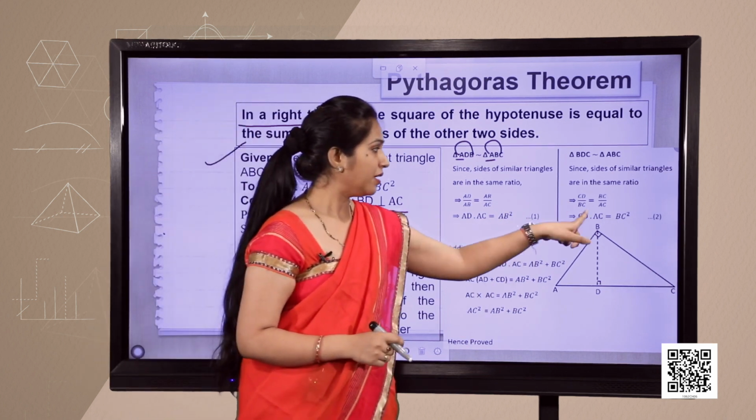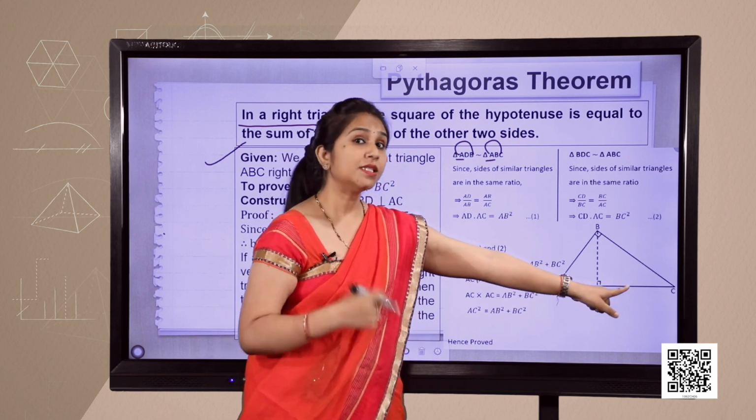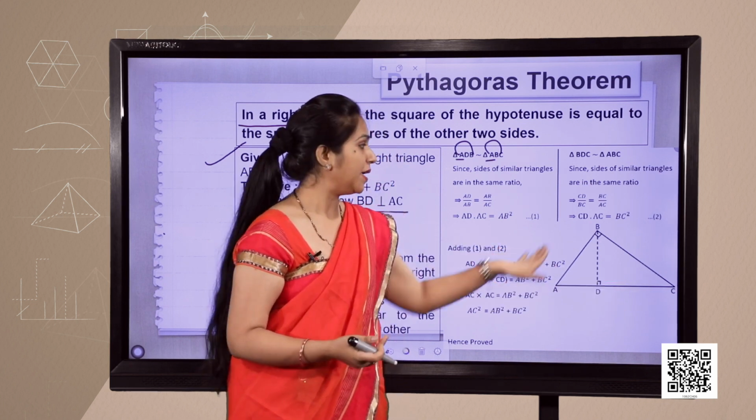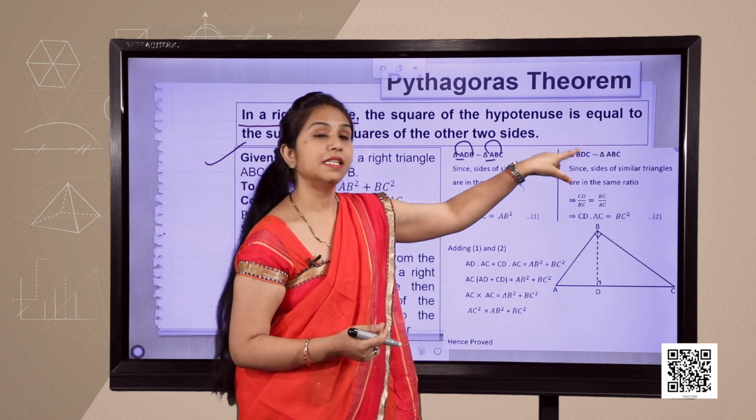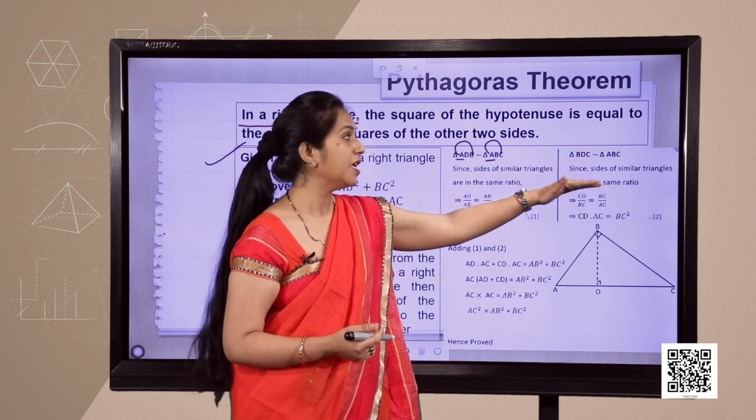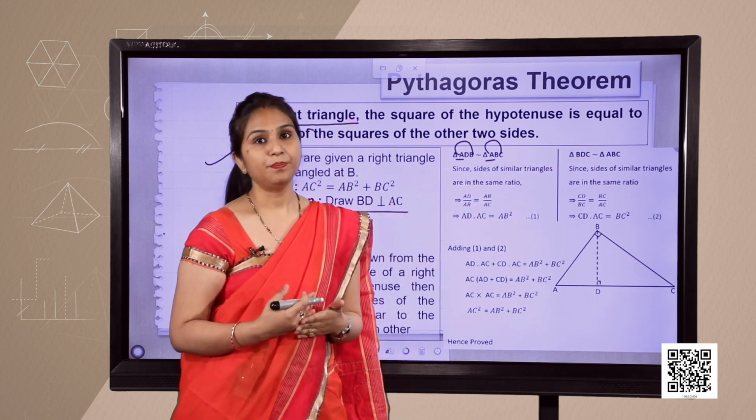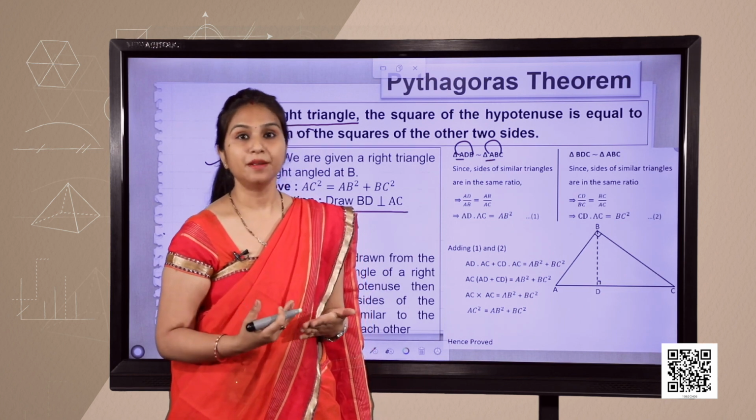Also, this triangle BDC, this is also similar to the big triangle ABC. So, triangle BDC is similar to triangle ABC. So, again when they are similar, you can write that their sides are in proportion.